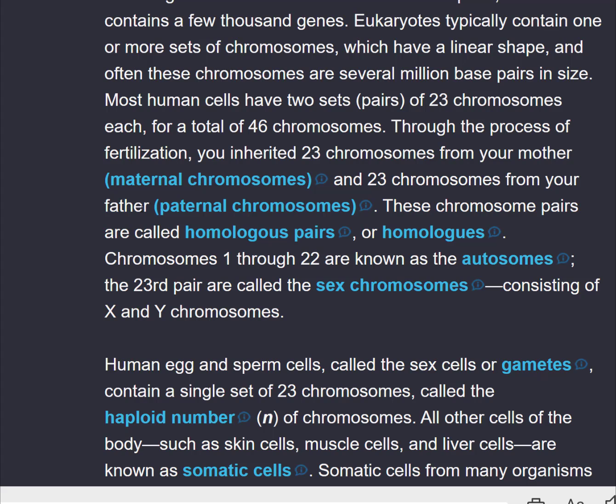Homologous pairs. Pairs of chromosomes or genes that occur in organisms with multiple sets of chromosomes. Homologs. Related genes in different species. Genes share sequence similarity because of a common evolutionary origin.